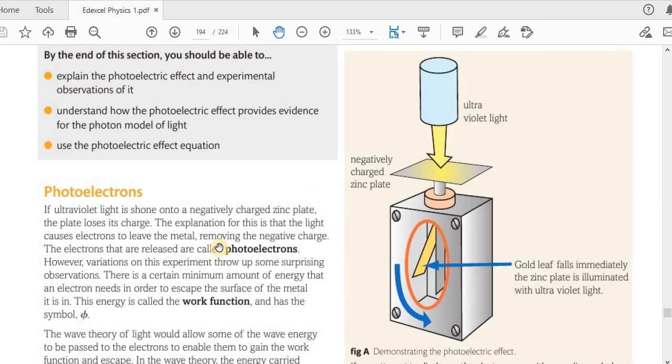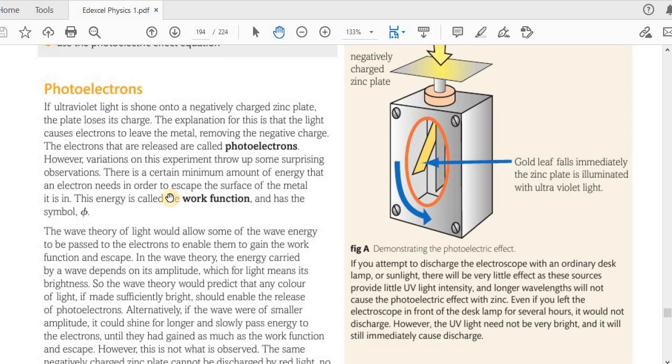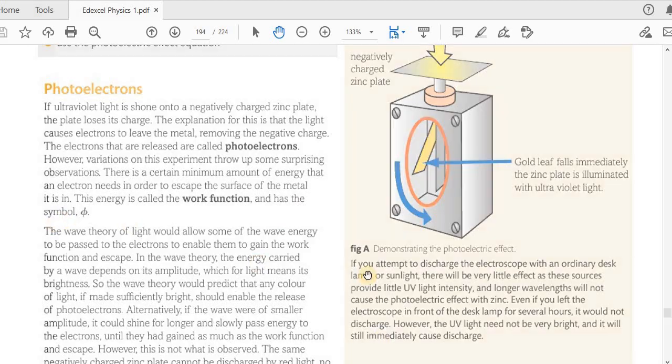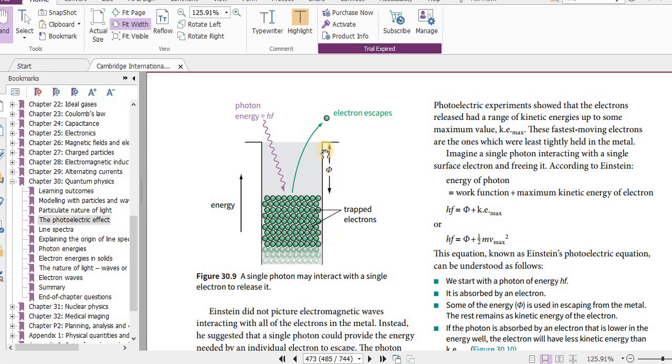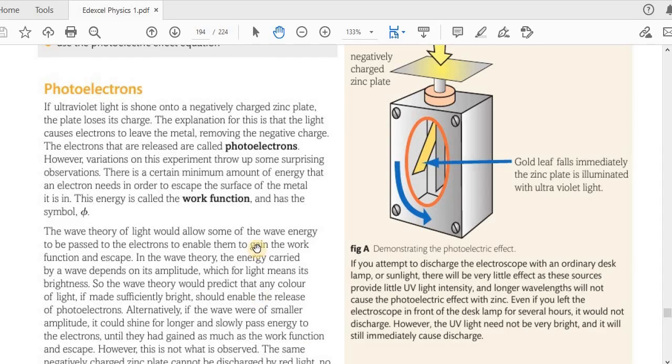Okay, let's continue. So now you know what the work function is. However, variations on this experiment throw up some surprising observations. There is a certain minimum amount of energy that an electron needs in order to escape the surface of the metal it is in. This energy is called the work function, and it has the symbol phi. You can see it's also illustrated in this diagram. So to bring it out, this is the amount of energy needed, that is the work function.